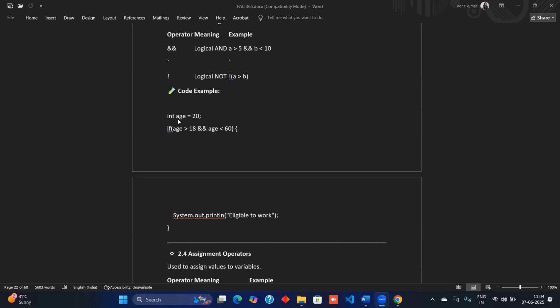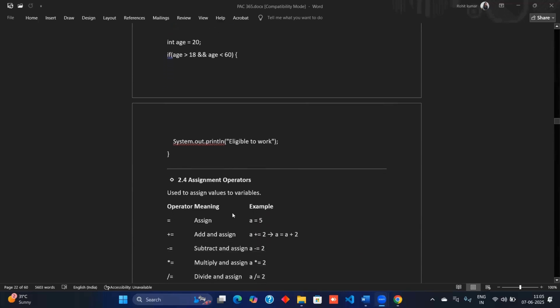For example, int age equals 20, and age is greater than 18 and age is less than 60. Both are correct, because 20 is greater than 18 and 20 is less than 60. If both values are true, then at the end if we apply negation, the final result will be a false value.